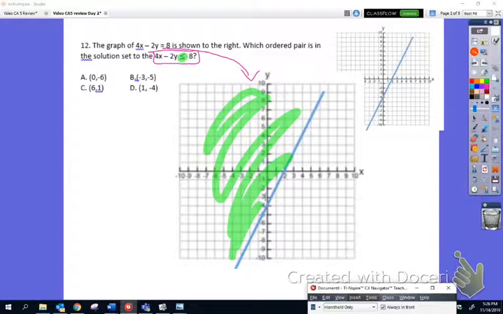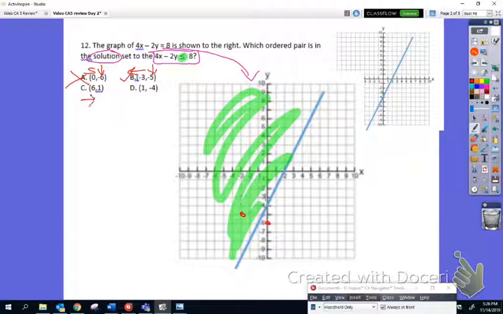Now the question is, which of the ordered pairs is in the solution set? So I need to graph these, okay? So 0, negative 6, you're going to stay and you're going to go down. So 0, negative 6 would be right here. So that is a no. Negative 3 and then negative 5. So negative 3, 1, 2, 3, 4, 5. That's a yes. That's a fit.